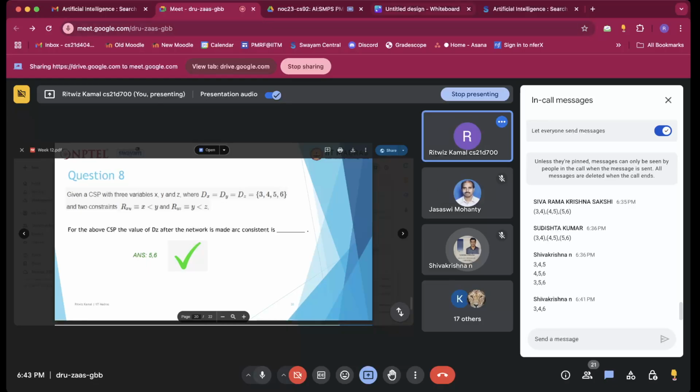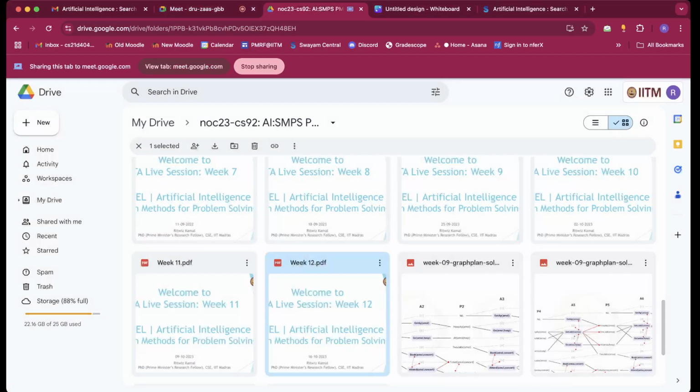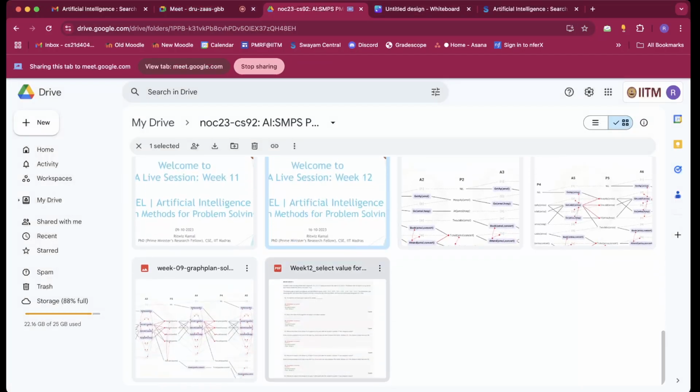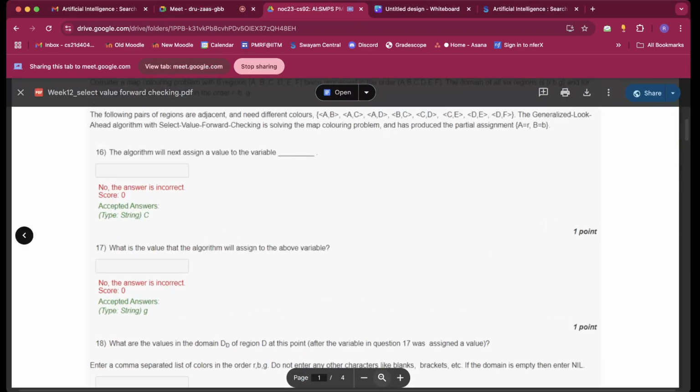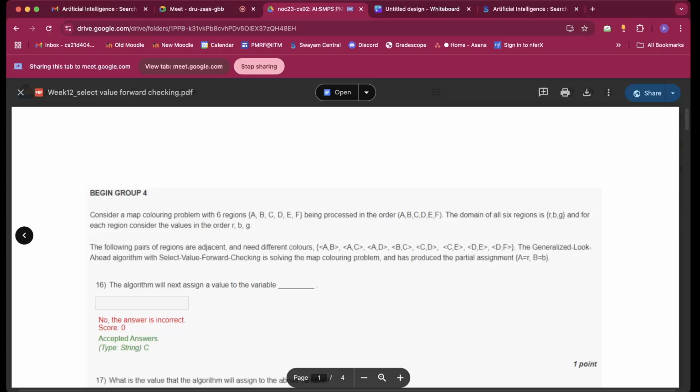So, now let me show you a different kind of question. Unfortunately this question also has the solution along with it, so don't look at the solution first. Let's try to solve it first, and then we can look at the solution.